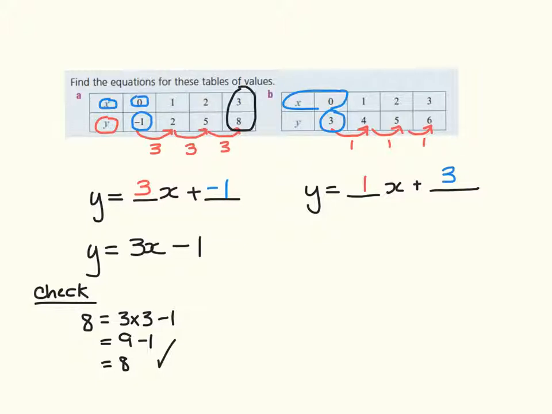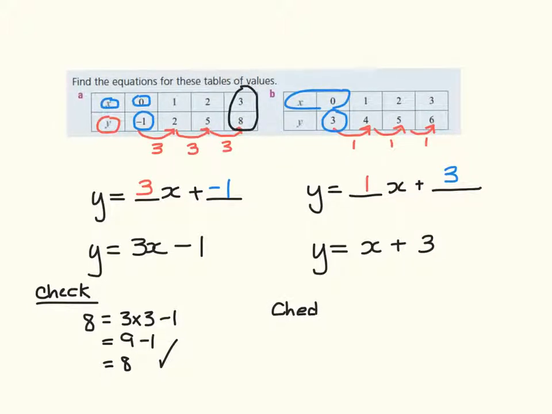Now, we know that we don't usually need to write the 1 in front of the x, so we can write our rule as y equals x plus 3. And let's check and see if this works. So you can check with any of the pairs on the table of values, but I'm going to try the last one. So my y value is 6, so 6 equals my x value, which is 3 plus 3, 6. So 6 equals 6. Correct.